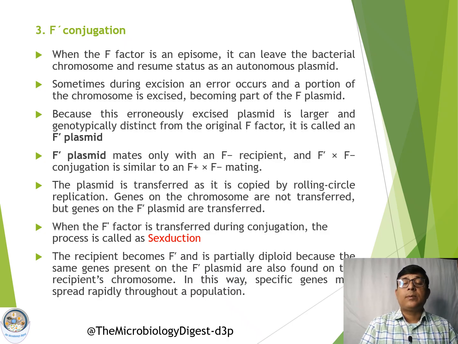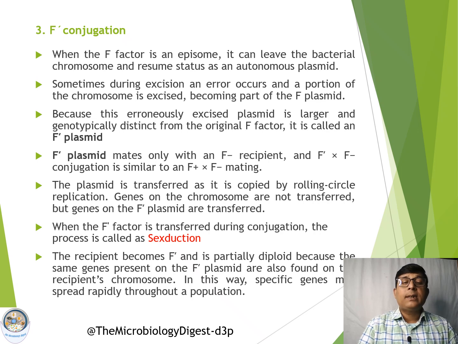The next type of conjugation is the F prime conjugation. Here also the F factor, or fertility factor, remains as an episome. This episomal F factor can leave the bacterial chromosome all of a sudden, and resume its status as an autonomous plasmid. Originally it remains as an episome, but it can leave the bacterial chromosome and resume its status as an autonomous plasmid.